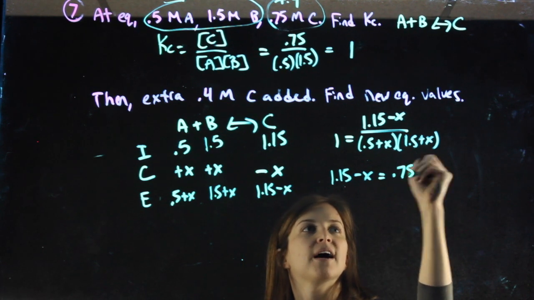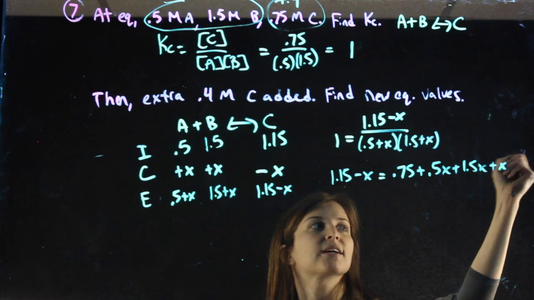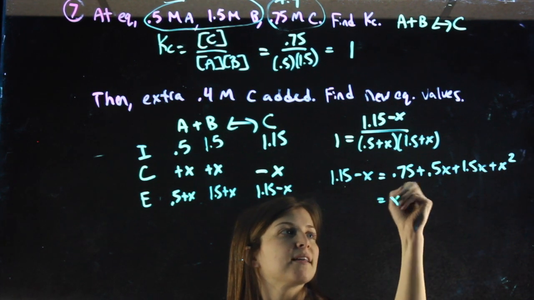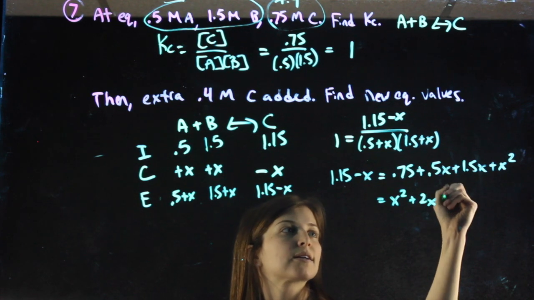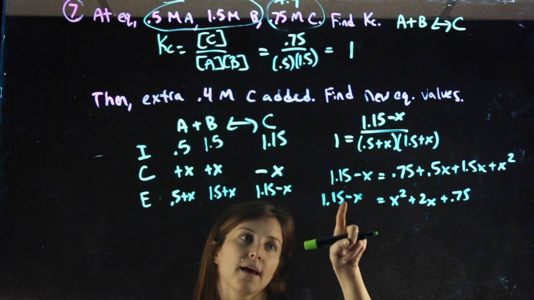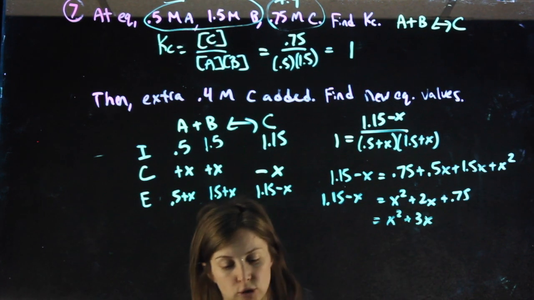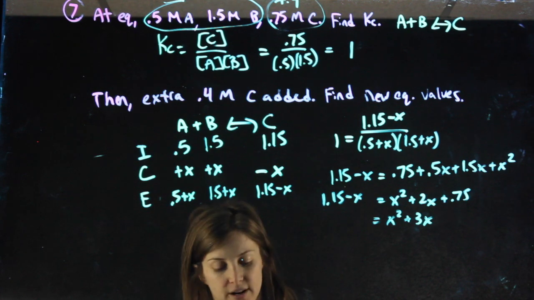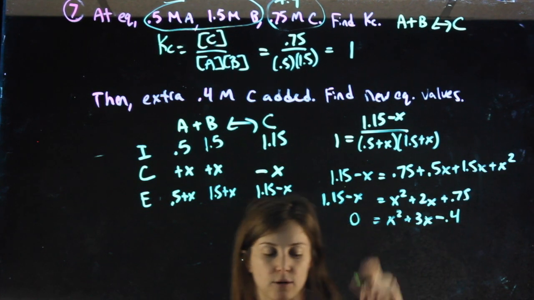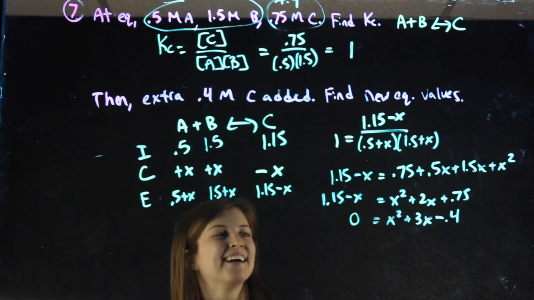So 0.75 plus 0.5x plus 1.5x plus x squared. Simplifying this is x squared plus 2x plus 0.75. This side hasn't changed. Adding this x over. Subtracting the 1.15 over. This equals 0.